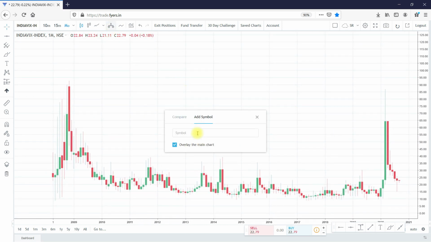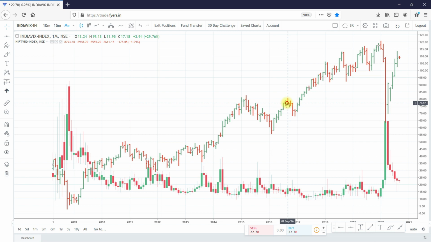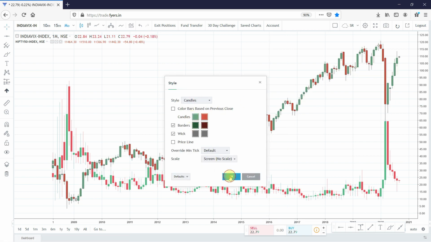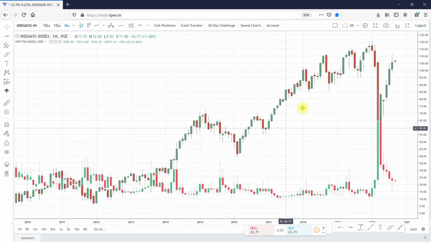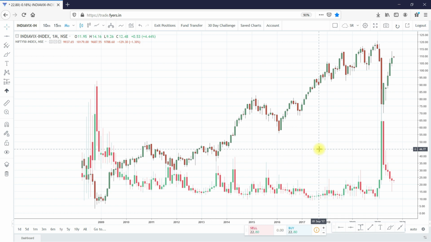Okay, let us see the relation between VIX and Nifty. The other advantage of FIRES web is this compare option. Let us select this option and add Nifty on the chart. To differentiate these two charts, we can change the settings. Like one we can keep the candle chart and one we can keep the bar chart, and also we can change the colors. Okay, by this compare option, we can see the correlation between any two scripts and analyze.